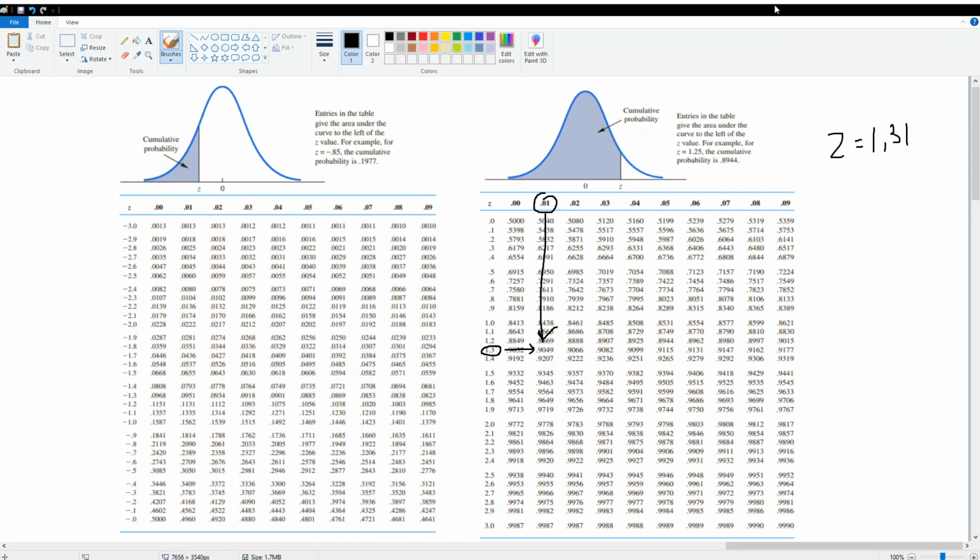And therefore, the probability that z is less than 1.31 is equal to 0.9049. That's it. Nothing else to it.